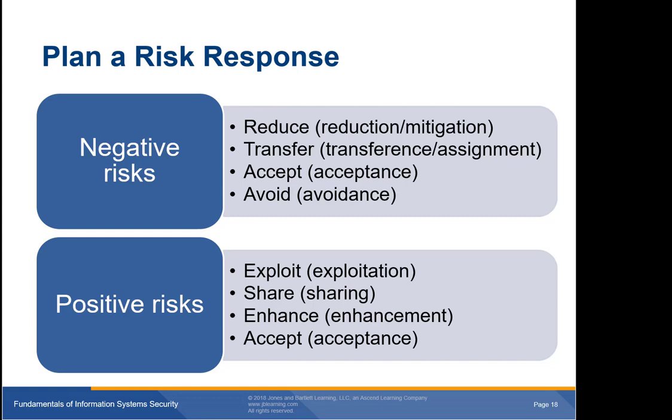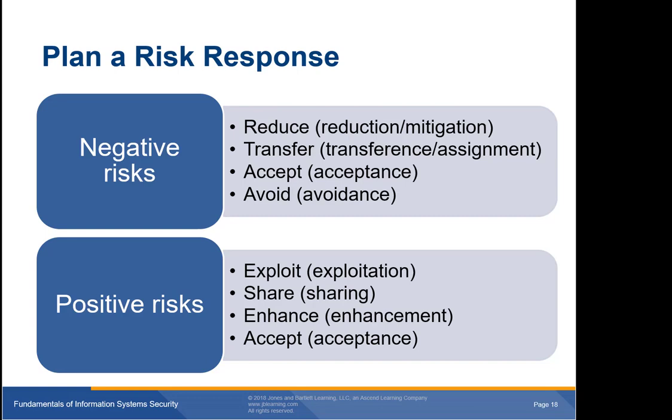Next is sharing. When you share a positive risk, you use a third party to help capture the opportunity associated with that risk. For example, banding with another organization to purchase a group of workstation licenses enables both organizations to realize a substantial discount due to the size of the combined order. In this case, the risk is that the license cost may change.